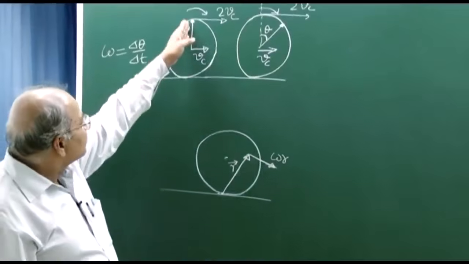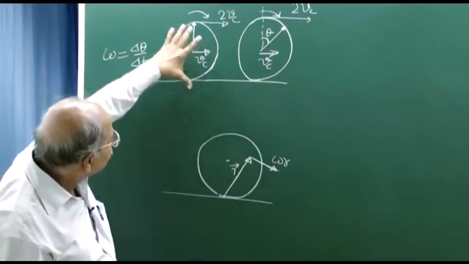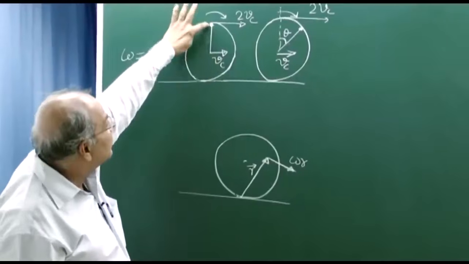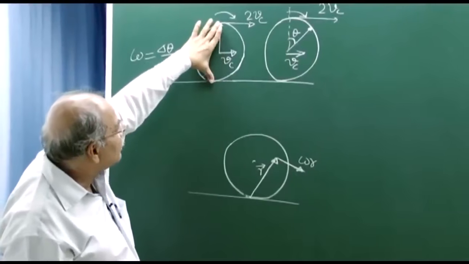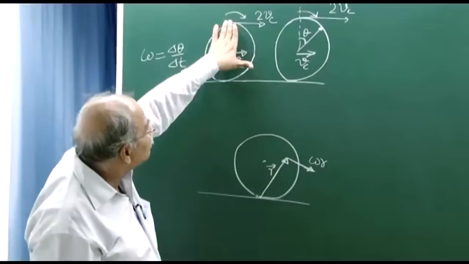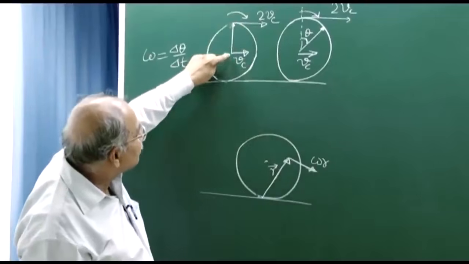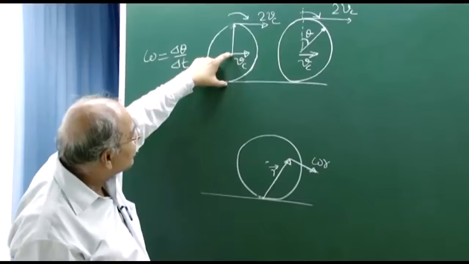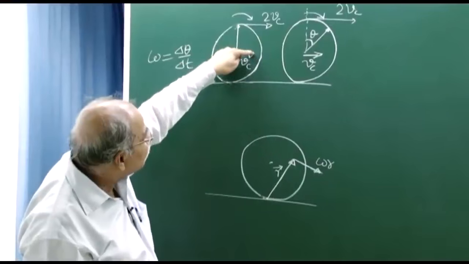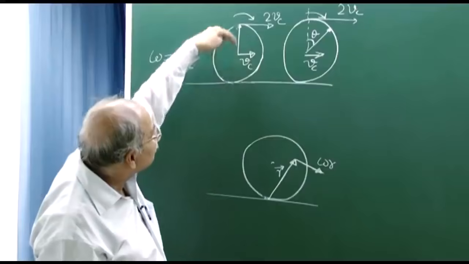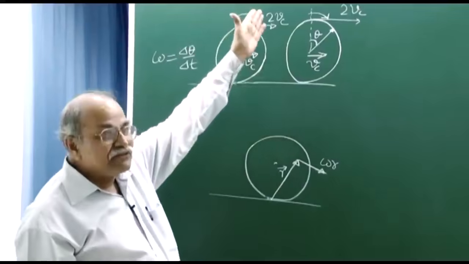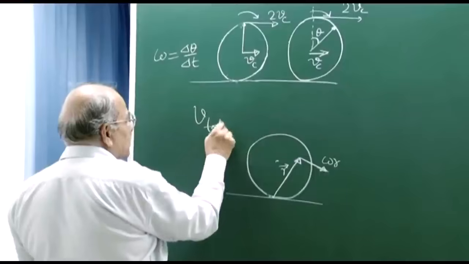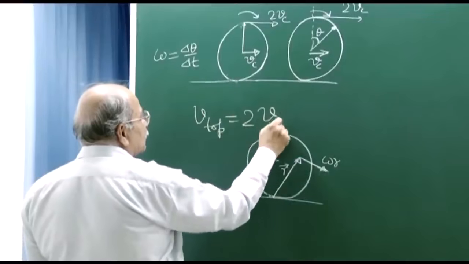So, here, for this point, this r is 2 times the radius. So, it is omega times 2r, whereas for the center this is only r. So, it is omega times r. This velocity is omega times r and this velocity is omega times 2r, and therefore, the velocity of the topmost point is double the velocity of the center.